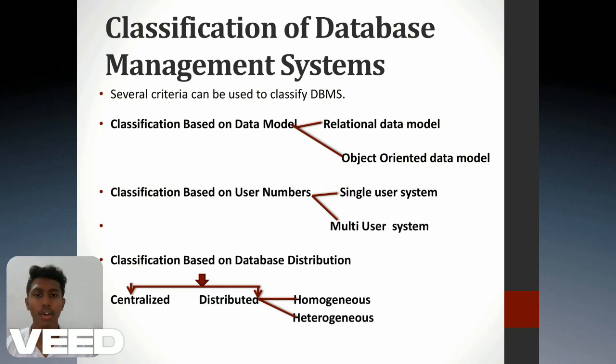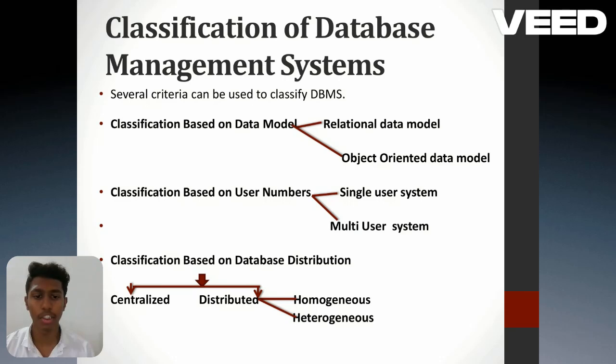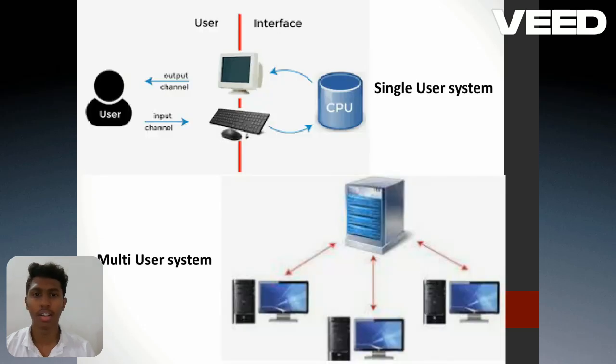This is the classification of DBMS. There are various classifications. The first one is classification based on data model. It is categorized into two: first is the relational data model, and second is the object-oriented data model. The second one is classification based on the number of users. The first is single-user system, whereas the other is multi-user system. And the last one is classification based on database distribution. It contains centralized as well as distributed databases, whereas distributed databases have more types: homogeneous and heterogeneous.